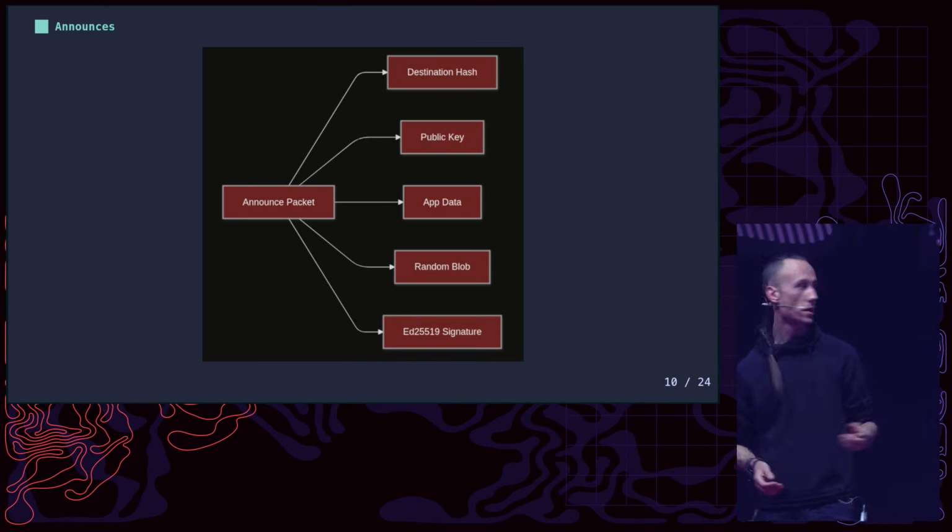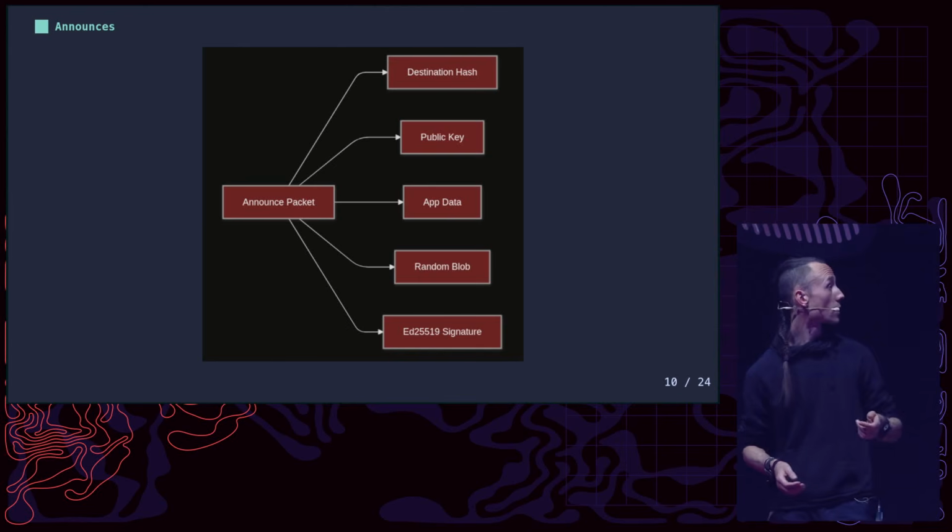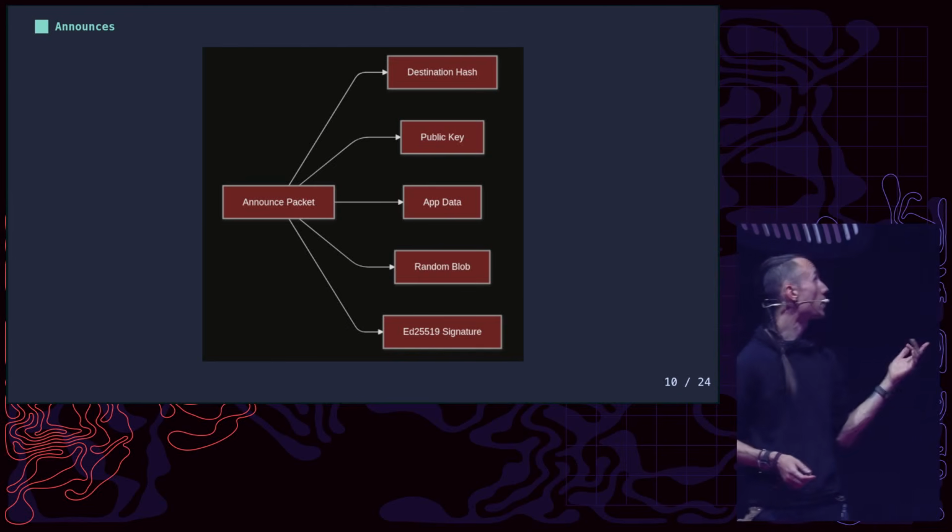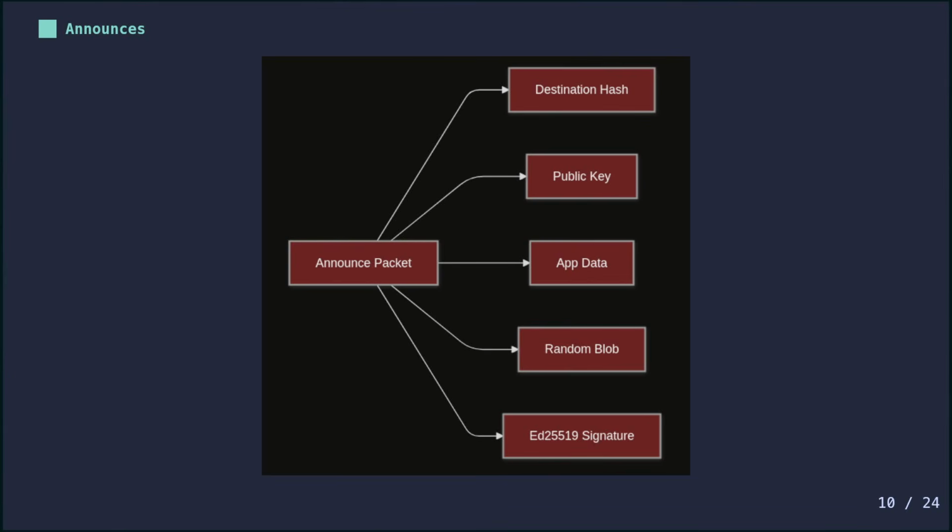So the destination announces that we send out on the network, as I talked about before, are comprised of a very lightweight construction. They'll usually range around 150 to 250 bytes. They contain the destination hash, which is effectively the address on the network. They contain the public key of the destination, some optional application data, a random blob to ensure that announces cannot be replayed and used to forge invalid paths, and then everything is signed with an ED25519 signature to verify the authenticity.